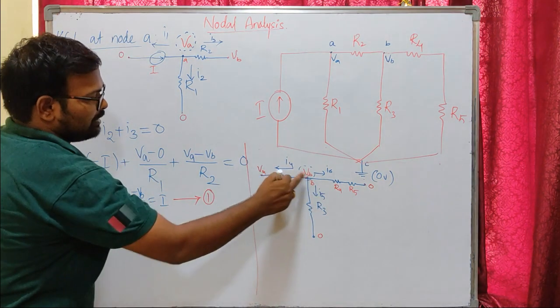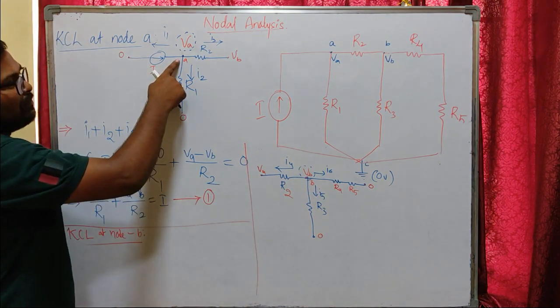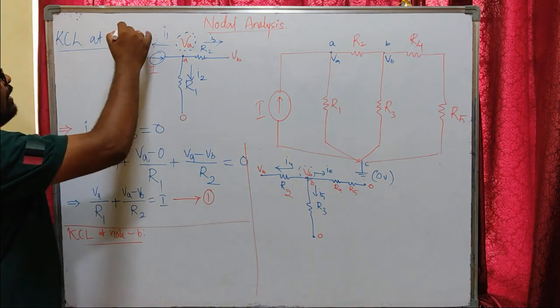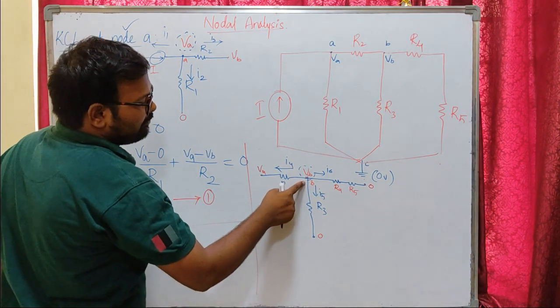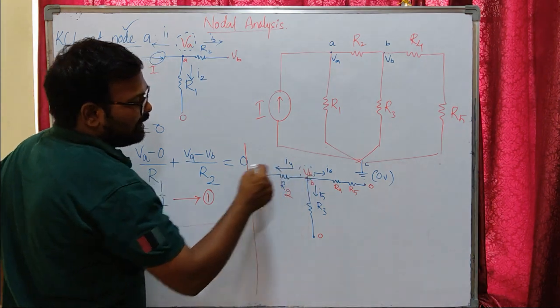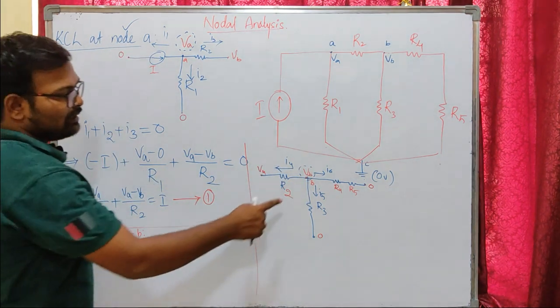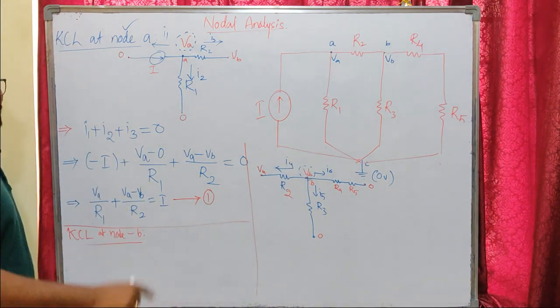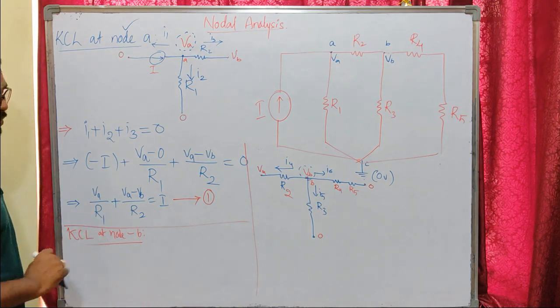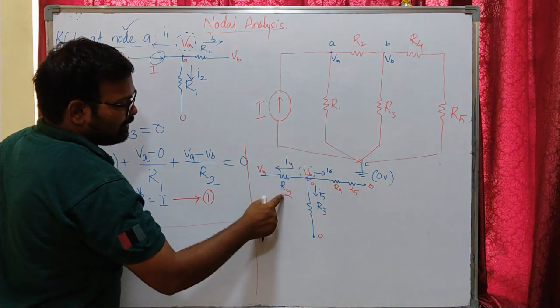So that will be VB minus VA by R2 here. Earlier we took VA as positive because we had written the KCL at node A. Likewise, we are going to consider VB as higher potential compared to VA because we are applying KCL at node B. So wherever the KCL is applied, that node voltage will be high compared to any other voltage in the circuit. That is one most important thing to remember. So here I4 is VB minus VA by R2.